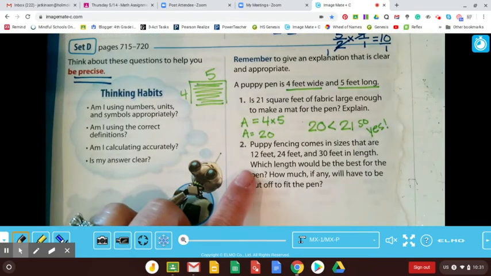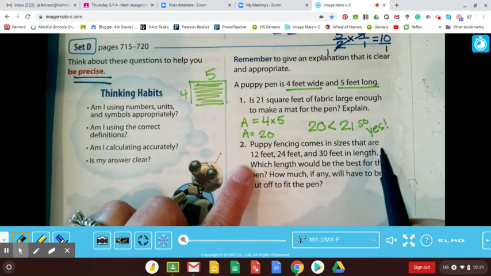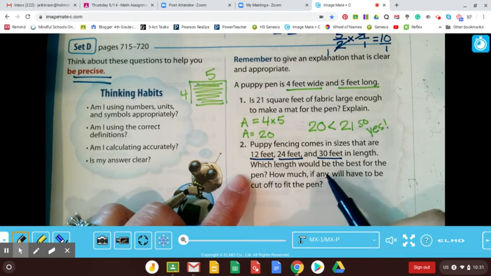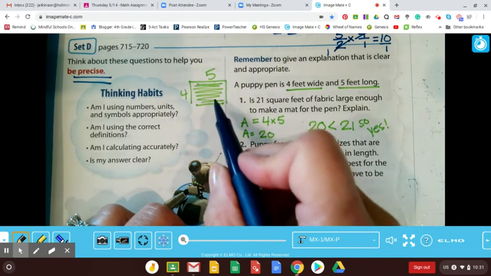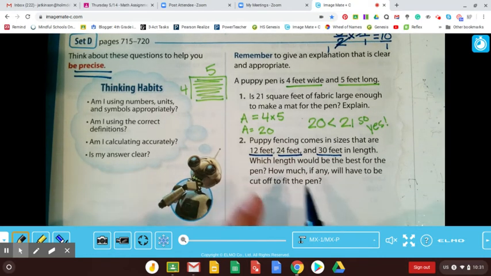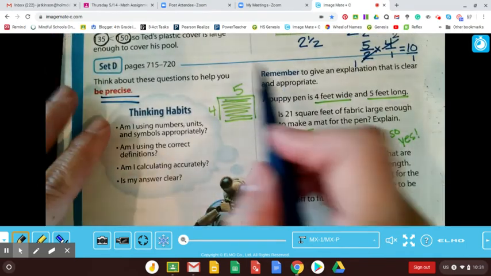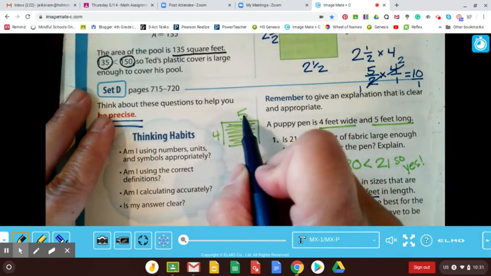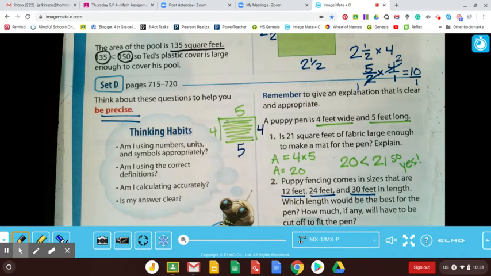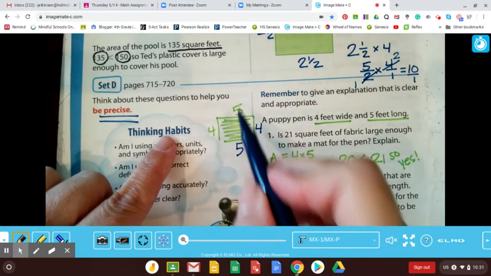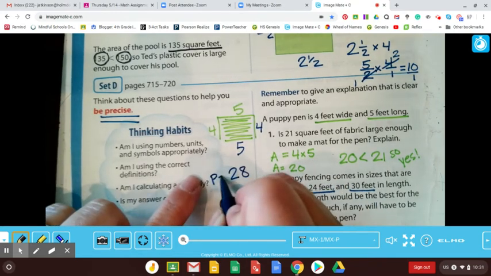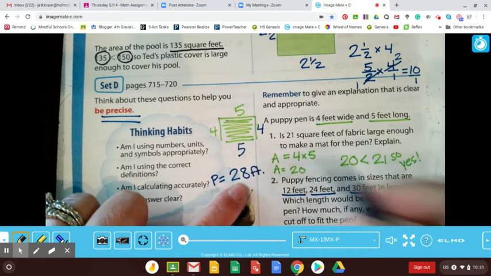Let's try the very last problem. Puppy fencing comes in sizes that are 12 feet, 24 feet, and 30 feet in length. Which length would be the best for the pen? How much, if any, will have to be cut off to fit the pen? So essentially what they're asking here is the perimeter, right? They want to know the perimeter. Well, if this is 5, then this has to be 5. If this is 4, then this has to be 4. All right. So let's add these up. Let's see, 10 plus 8. That would be 28. So our perimeter is 28 feet of the actual pen.